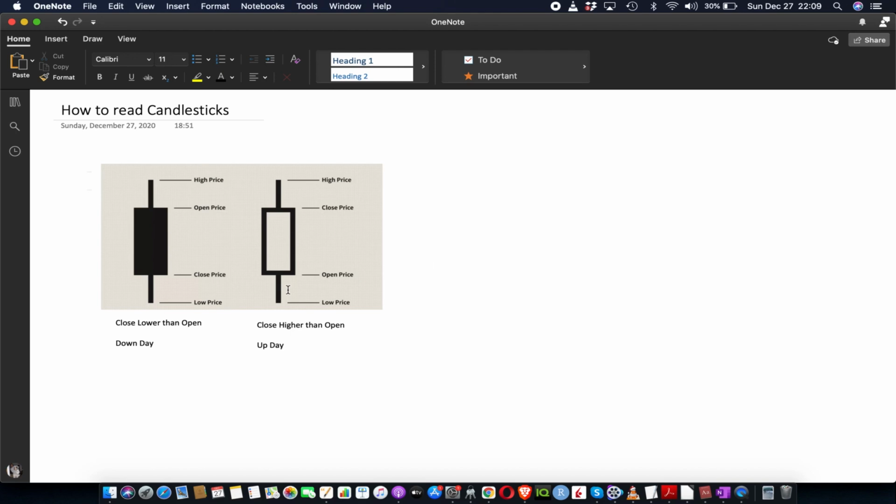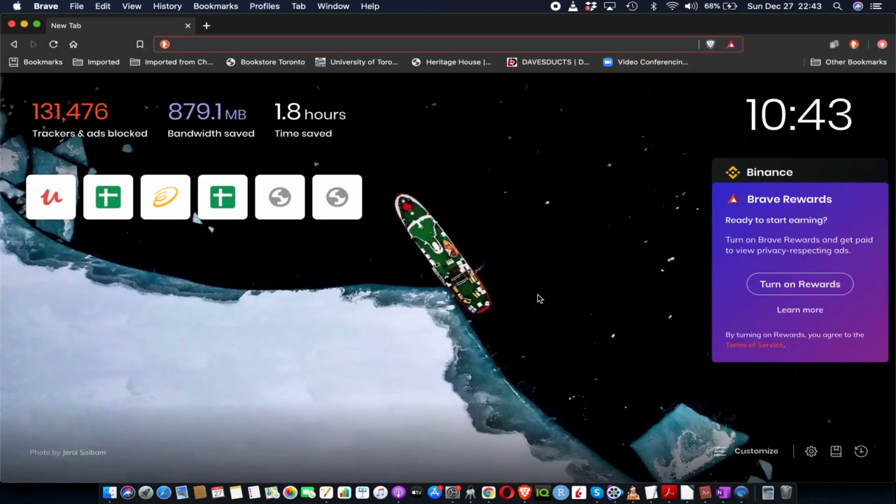In the next video, I'll show you an example of how to read a stock chart and how to see the candles, just to put all these things in perspective and to show you a real example of how to read these charts. So let's take a look at the daily candlestick chart, for example, say Google.